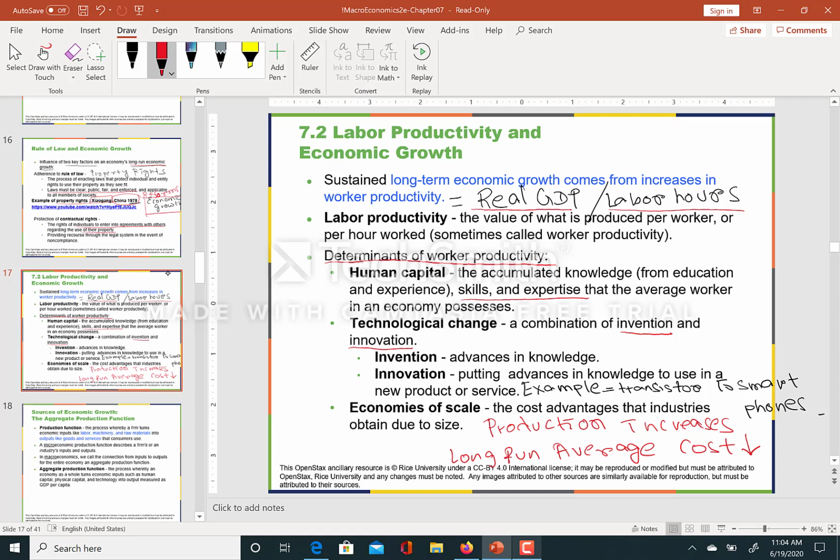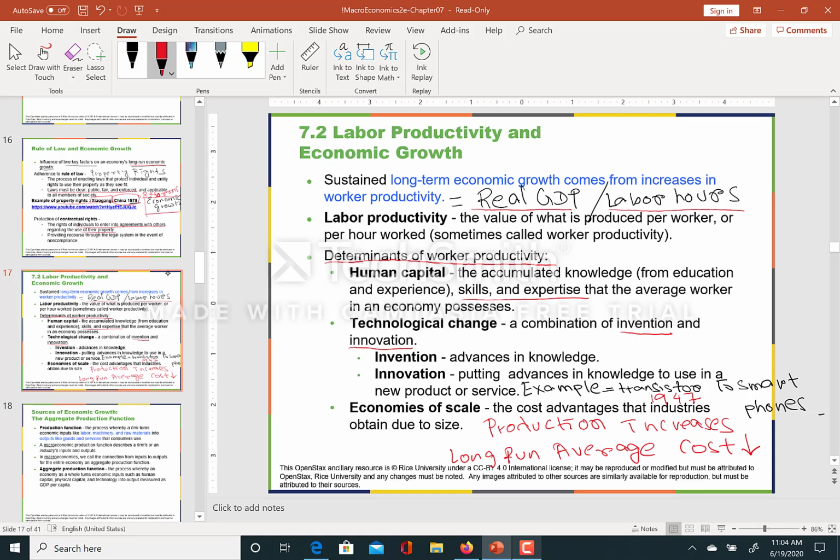The next factor for labor productivity is technological change, which is a combination of both invention and innovation. By invention, we mean advances in knowledge. Innovation is putting those advances in knowledge to further use. For example, the transistor was invented in 1947. We did not stop here. We kept on using the technology for varied products, for example, smartphones, computers, and laptops.